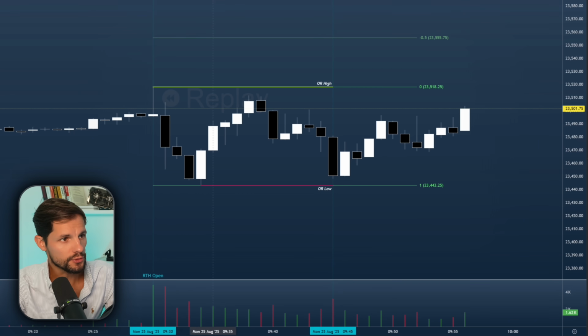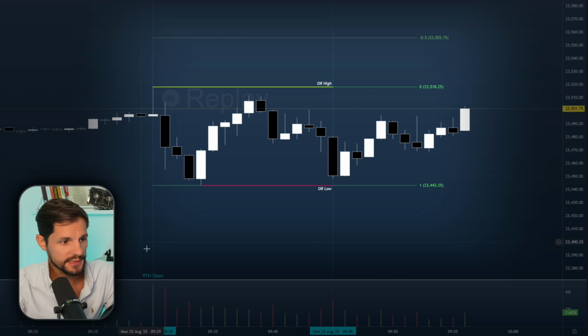Let me show you now in the charts in TradingView how this looks. So you have the opening range. This is the RTH open, also known as the regular trading hours. This is the open at 9:30, and then you have 15 minutes. Each candle here represents 1 minute.